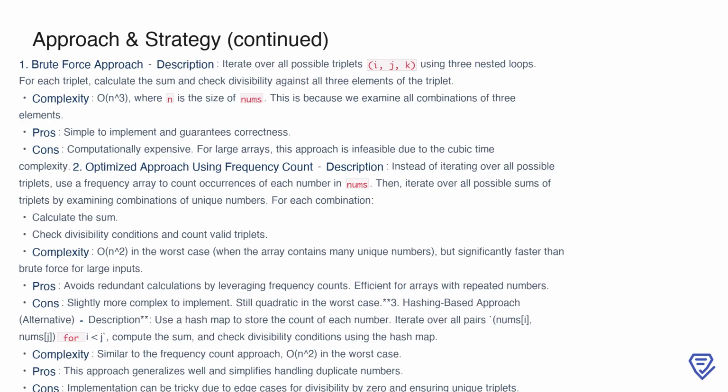Finally, there's the hashing-based approach. Here, we use a hash map to store the count of each number and iterate over all pairs, nums[i], nums[j]. By computing the sum for each pair and checking divisibility using the hash map, this method avoids directly iterating over all triplets. Its complexity is similar to the frequency count approach, n squared, in the worst case, but its implementation is slightly more complex due to edge cases, like handling zero divisors and ensuring triplets are unique.